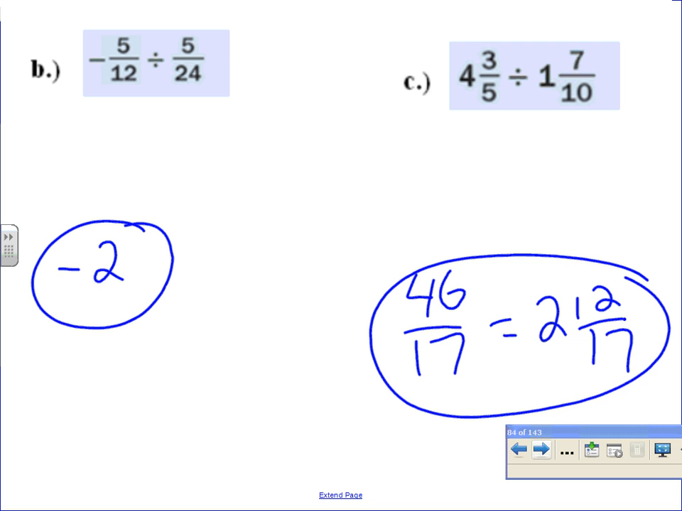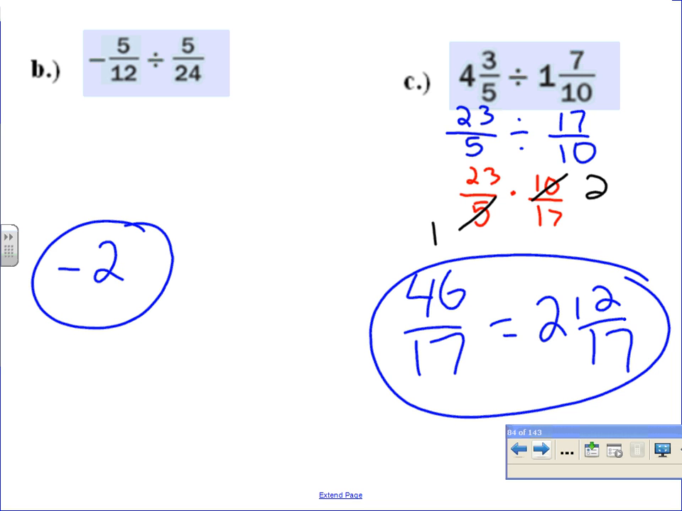So here's why some of you guys missed this. Changing this to an improper fraction is 23 over 5. Changing this to an improper fraction is 17 over 10. So then you do keep, change, flip. So 23 over 5 times 10 over 17. And then you can cross simplify. So 23 times 2 is 46. 1 times 17 is 17.